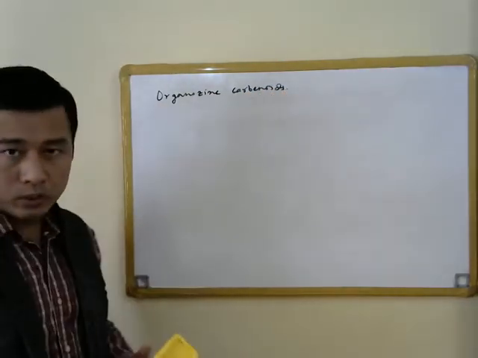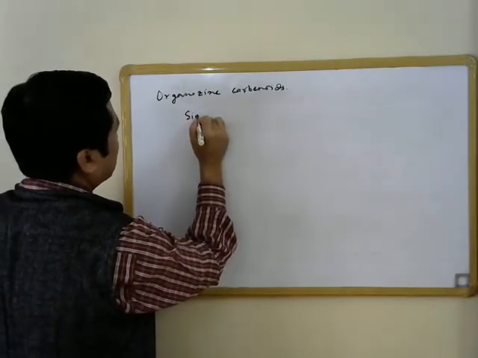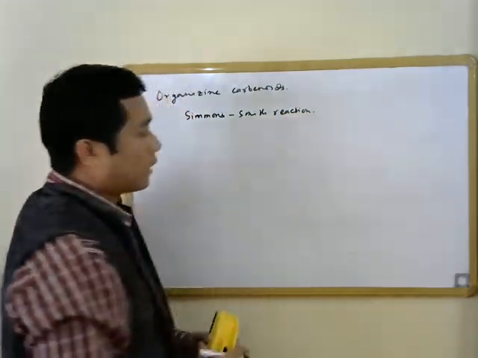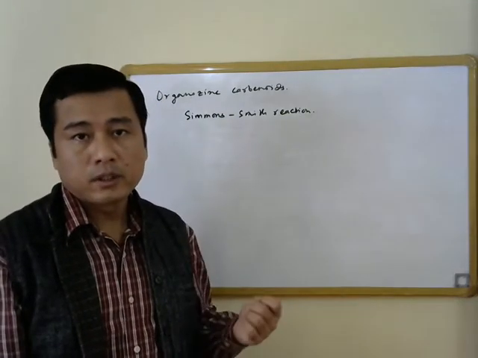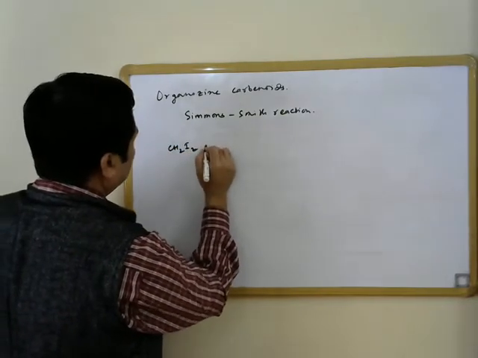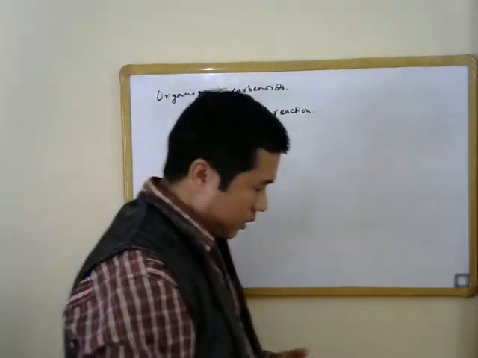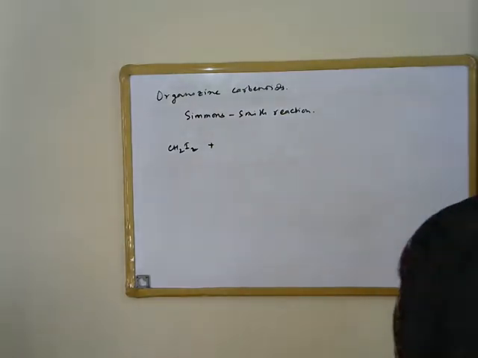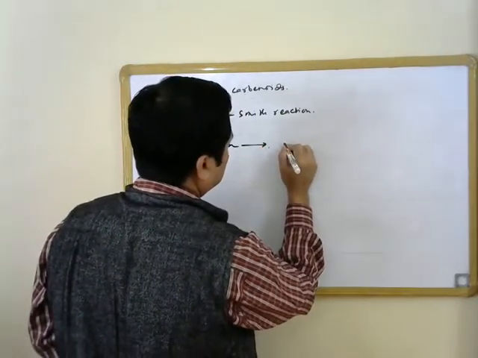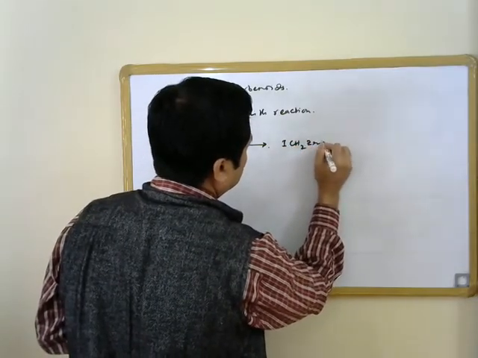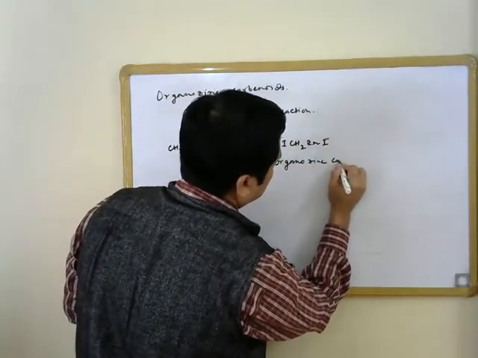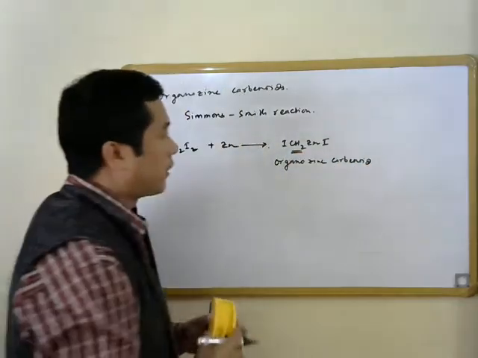So one reaction where these organozinc carbenoids are used is the Simmons-Smith reaction, where an organozinc carbenoid essentially is added to an olefin. For the preparation of these organozinc carbenoids, one can take methyl iodide, and its reaction with zinc will give us an organozinc carbenoid, that is ICH2ZnI, which is an organozinc carbenoid. Because the CH2 group is there, that is why we call it the carbenoid.